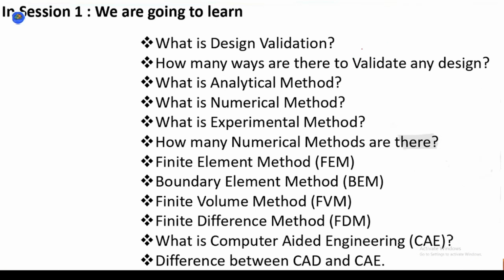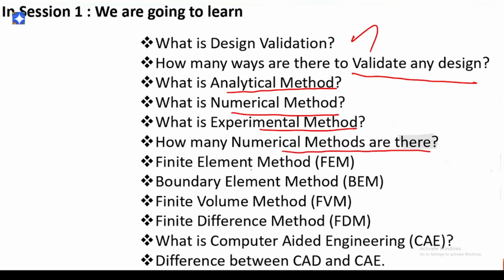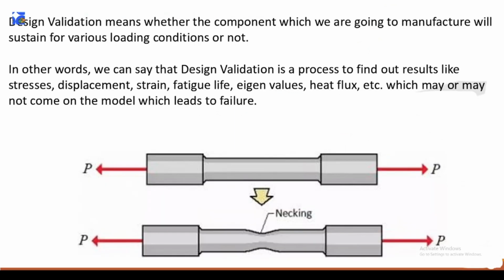So first we will be seeing about what is design validation, then what are all the different methods to validate any design, then what is meant by analytical method, what is numerical method, what is experimental method, then how many numerical methods are there, and what is finite element method, which you might have done in your BTech or BE, then what is boundary element method, then finite volume method, then finite difference method, then what is the difference between computer-aided engineering and computer-aided design. Okay. So all these factors we'll try to cover, and at the end of this video, we'll also see about the detailed syllabus of our professional ANSYS program.